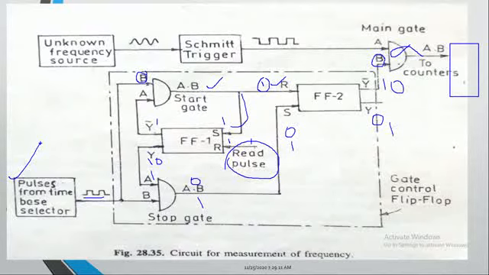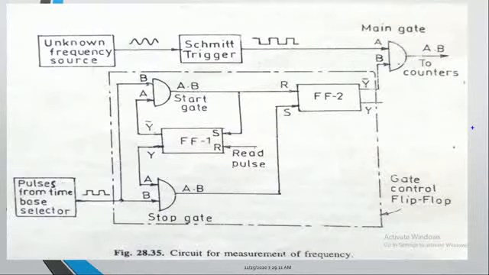Within that time period, how many pulses are counted by the counter? These pulses are given as an input to the mathematical calculator, which will take the ratio between the number of pulses, which I'm assuming as n, within the time period t. That is nothing but the frequency of the input signal. So this is the explanation of your digital frequency meter.